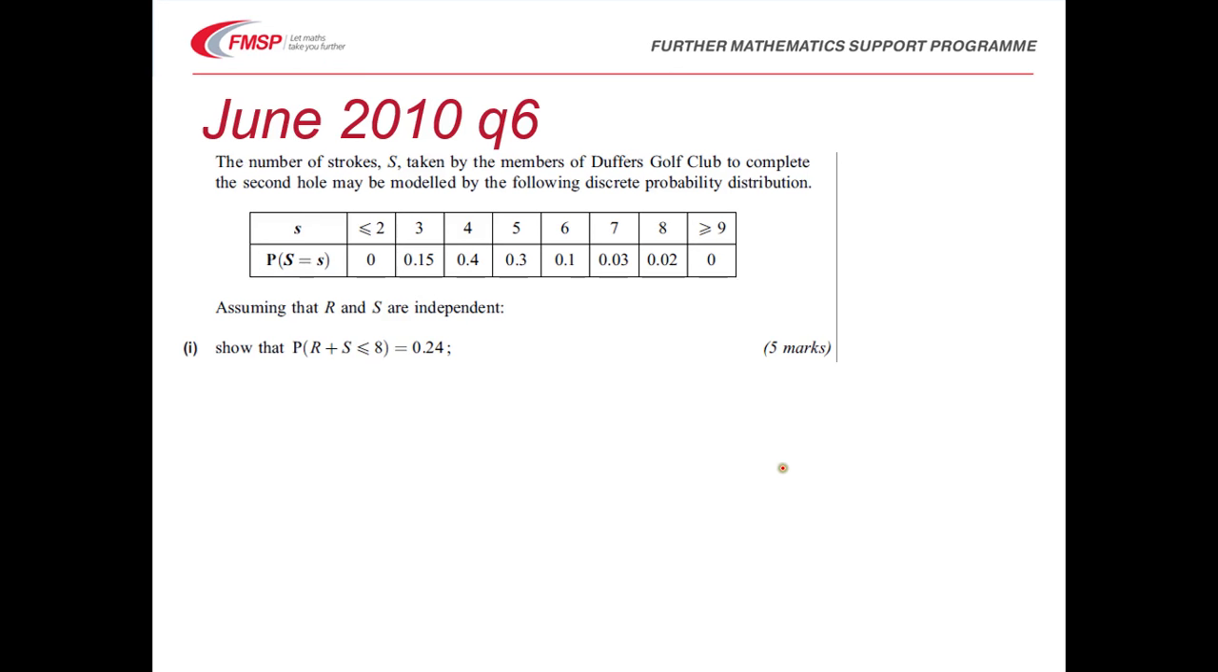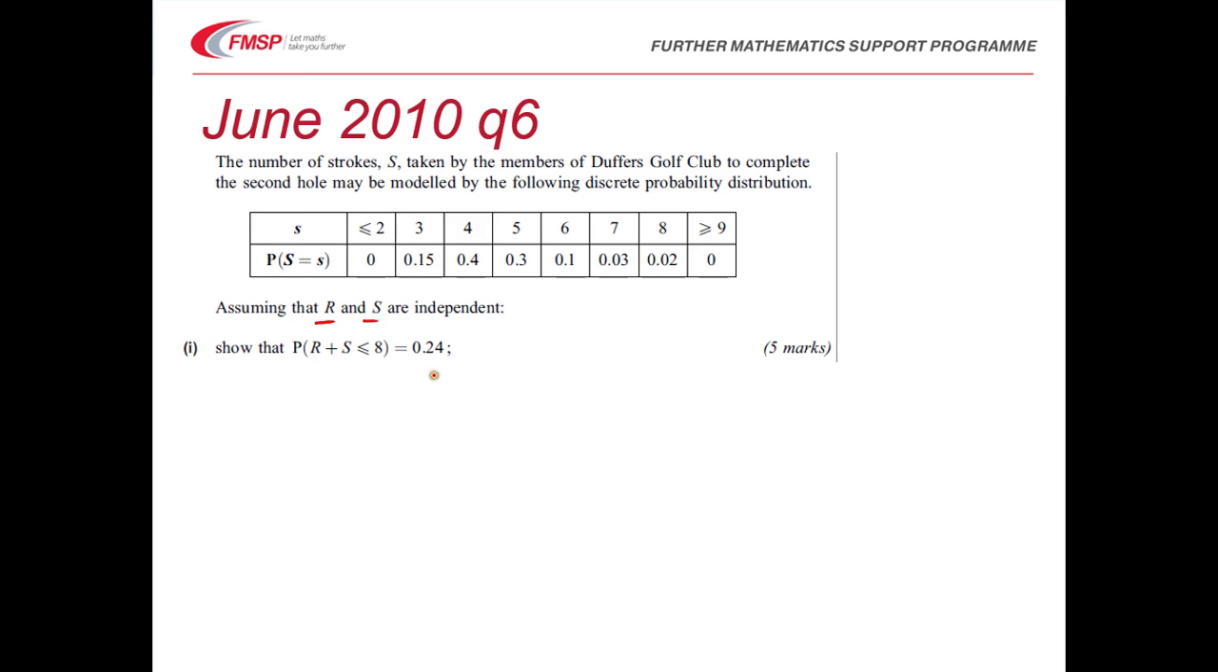Okay, so then it gets a bit more interesting. So the number of strokes S taken by the members of Duffer's Golf Club to complete the second hole may be modelled by a slightly different distribution. And we're told that R and S are independent. That's important. What it means is we can add the discrete random variables together and create a new distribution without any hassle. So we're asked to show that the probability of R plus S is less than or equal to 8 is 0.24.